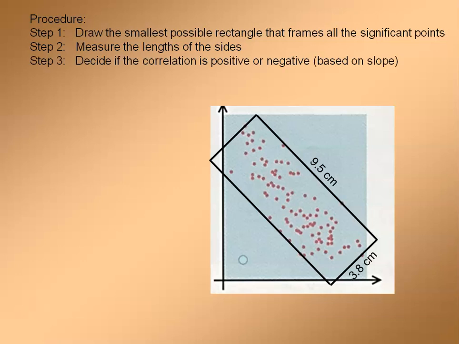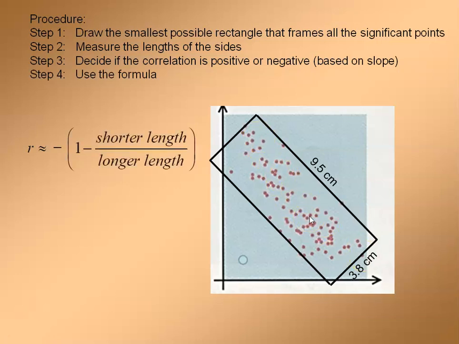You have to decide on your own if the correlation is positive or negative. In this case, because it's going downwards, I know that it's negative. I just plug into 1 minus my shorter divided by my longer length, and that gives me my approximate correlation coefficient. And that is it.